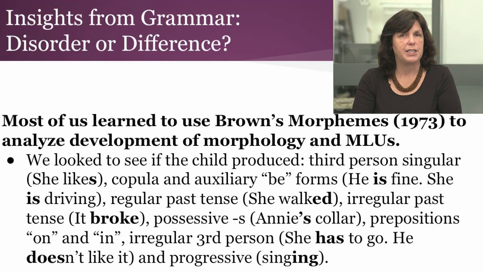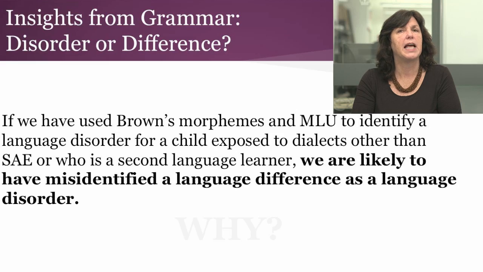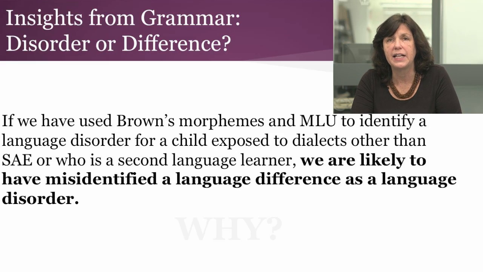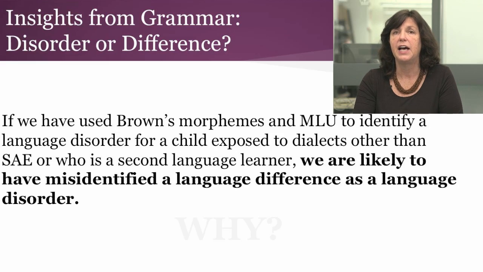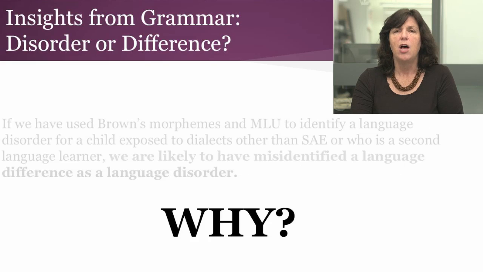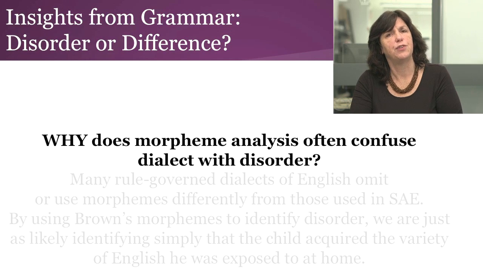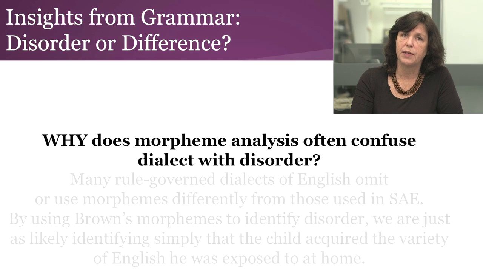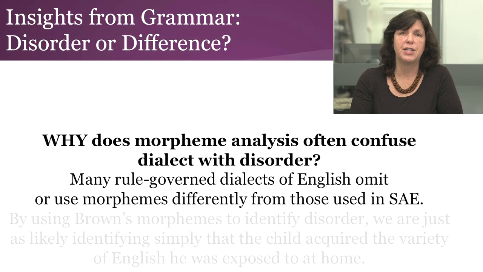The point I'm trying to make here is that if we use Brown's morphemes and MLU to identify a language disorder for a student exposed to dialects that differ significantly from Standard American English, or for a second language learner, we are likely to have misidentified a language difference as a language disorder. Why? Why does morpheme analysis often confuse a dialect with a disorder? Because many rule-governed dialects of English omit or use morphemes differently from those used in Standard American English.